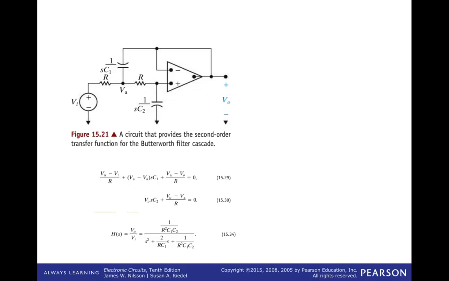It's more of a circuits 1 thing. So if you need help with that, I'm happy to go over that with you. But these are your two node equations, and then this is how you get the transfer function out of the two node equations. There's some algebra in between these two steps that's not shown here. Okay, but here's the important thing. This is your transfer function, and this is what has to look like the polynomials.